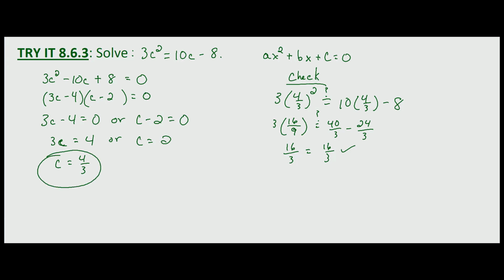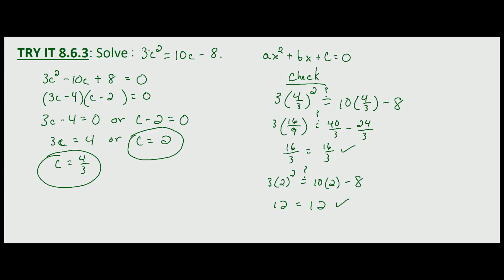What about our second solution of 2? 3 times 2 squared. We want to know, does that equal 10 times 2 minus 8? So 2 squared is 4, 3 times 4 is 12. 10 times 2 is 20, minus 8 is 12. 12 equals 12, so this does check. So our two solutions are c equals 4/3 and c equals 2.